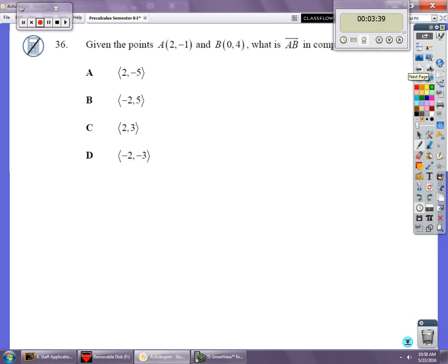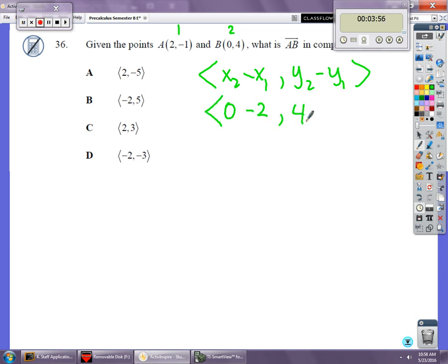What is this one asking us to do? What is the component form? Again, we're just going to do x2 minus x1, and then y2 minus y1. If this is point 1 and this is point 2, we have 0 minus 2 and 4 minus negative 1. So just watch out for your double negative there. So these vectors go to the left 2 and up 5. So the correct answer should be B.